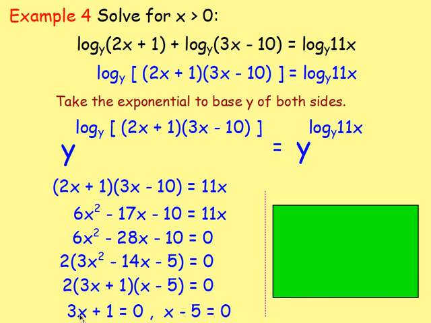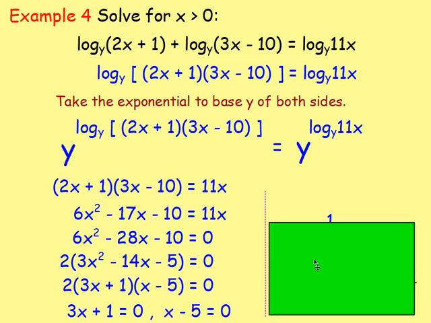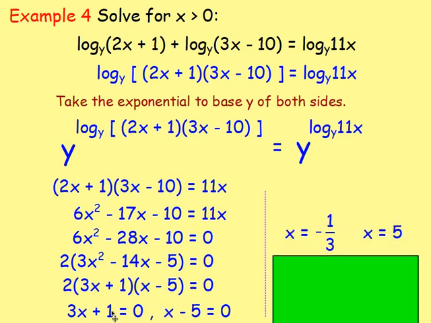From that then, if 3x plus 1 equals 0, you can easily solve that to find the value of x. Subtract 1 from both sides, divide by 3, so x would equal negative 1/3. And if x take away 5 equals 0, x would obviously equal 5. Would that be the answers then?